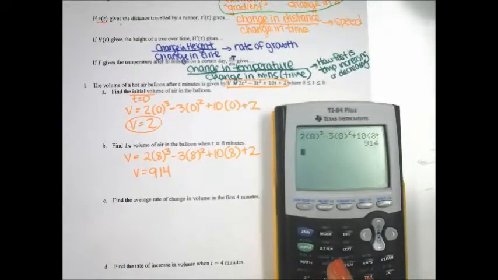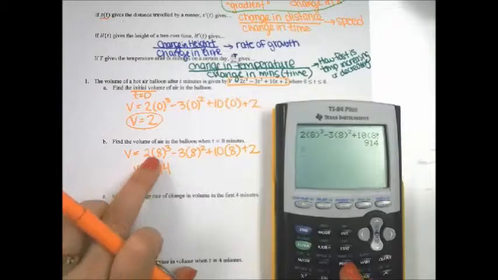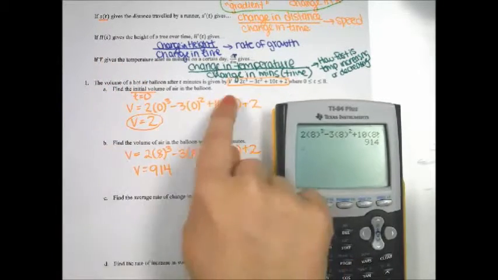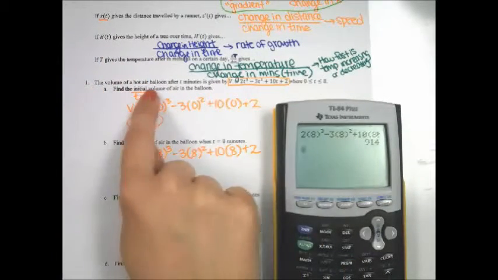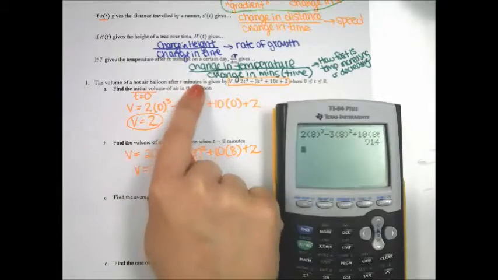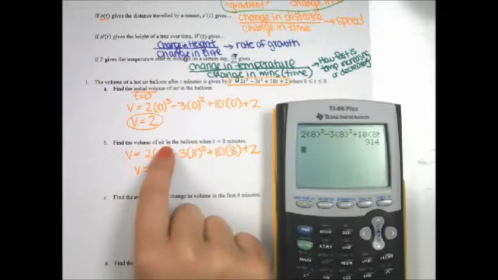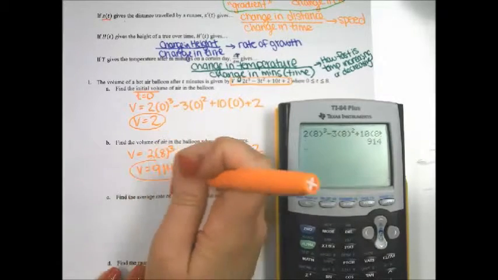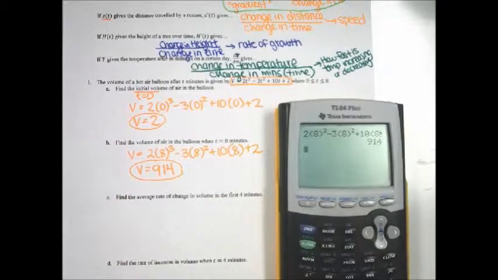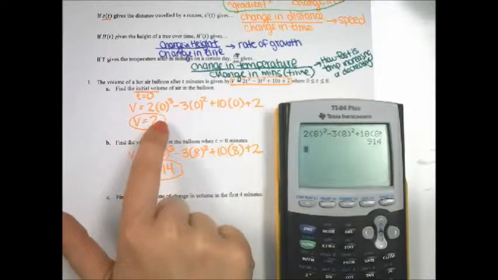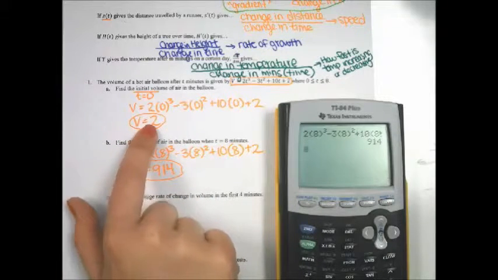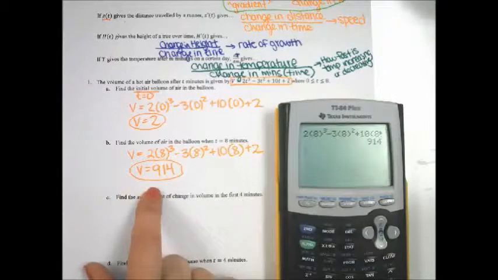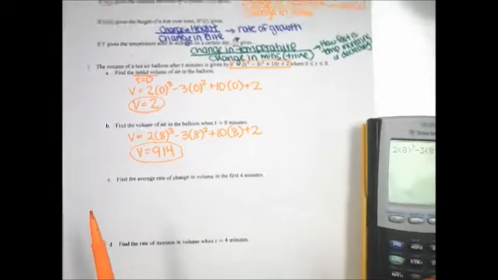But what I was doing whenever it malfunctioned is we were plugging in 8 directly into our function, because this function gives us the volume of a balloon after a certain amount of time. We are looking at find the volume when t is 8. So we plugged in 8. So from here, it seems like the volume of our balloon is increasing because we had an initial volume when time is 0 of 2, and now after 8 minutes, our volume is at 914.